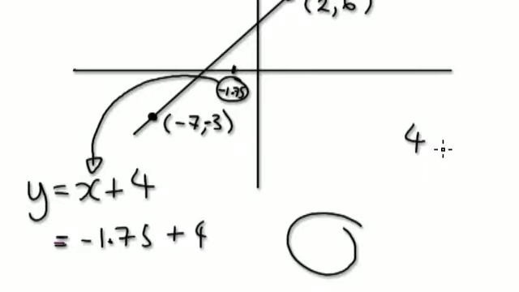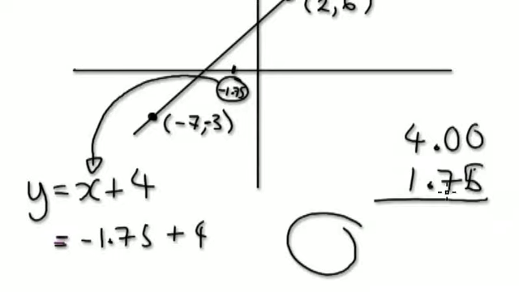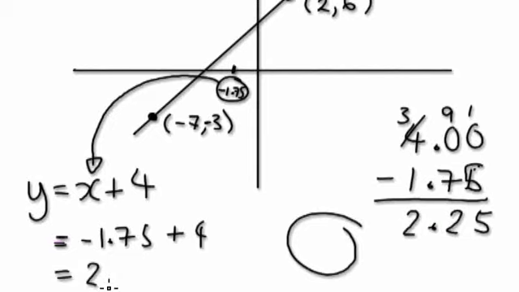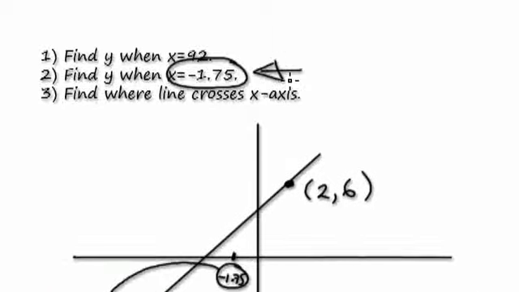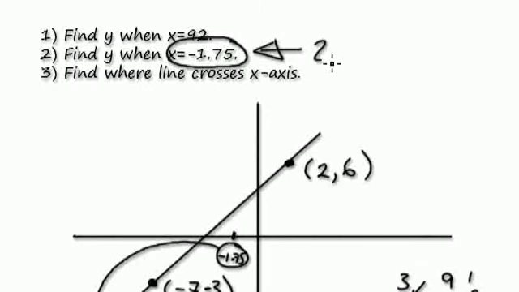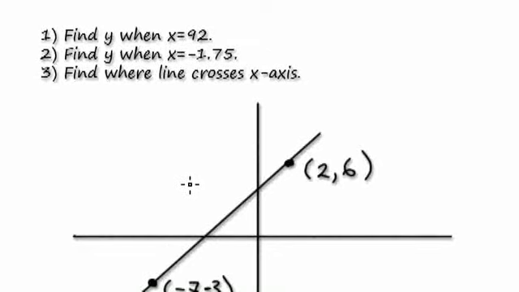That's the same as me doing 4 take away 1.75. Okay, bear with me. So this would be 3, 9, 1. So this would be 5. This would be 2. So the answer is 2.25. So y would be 2.25.